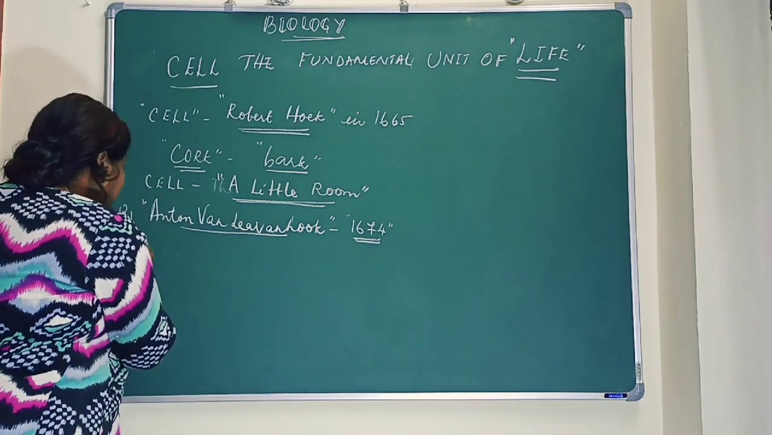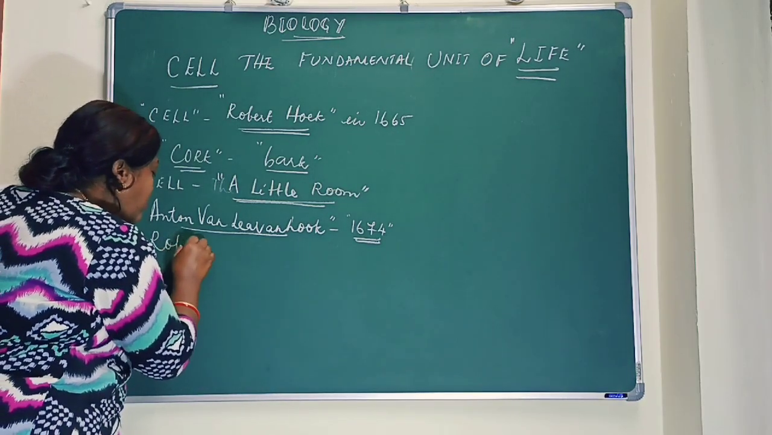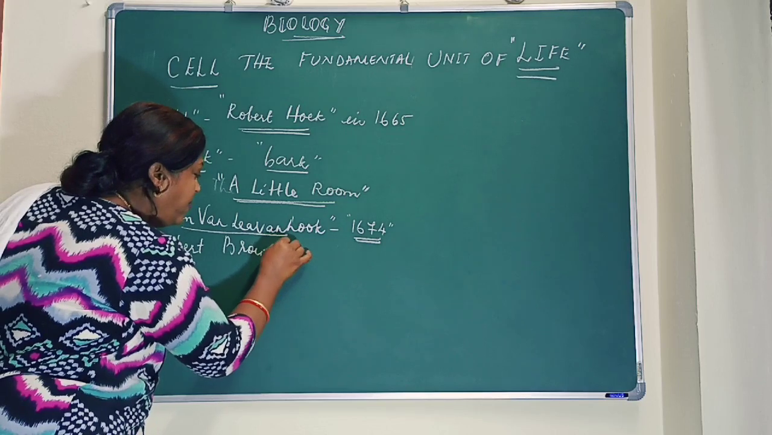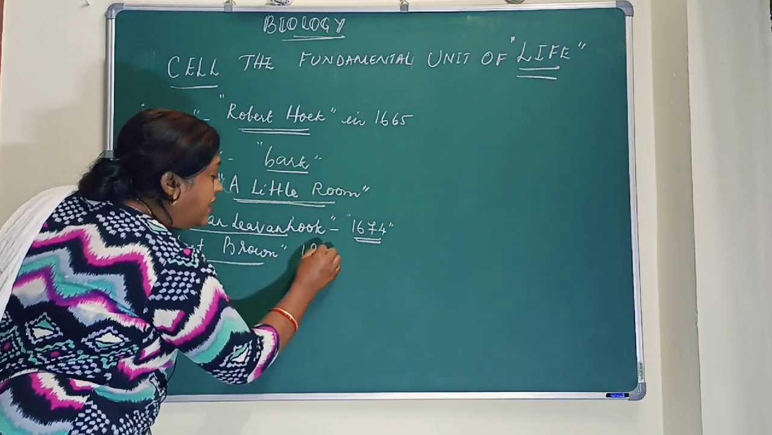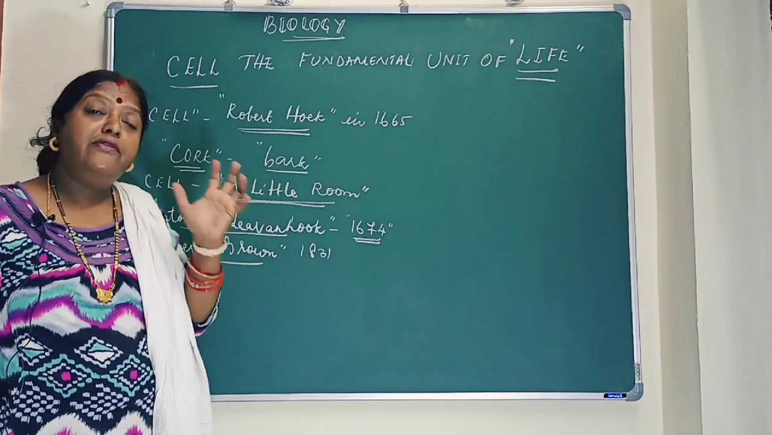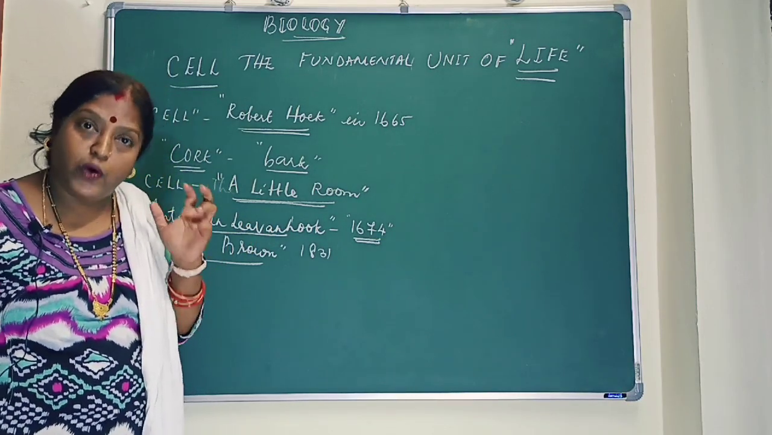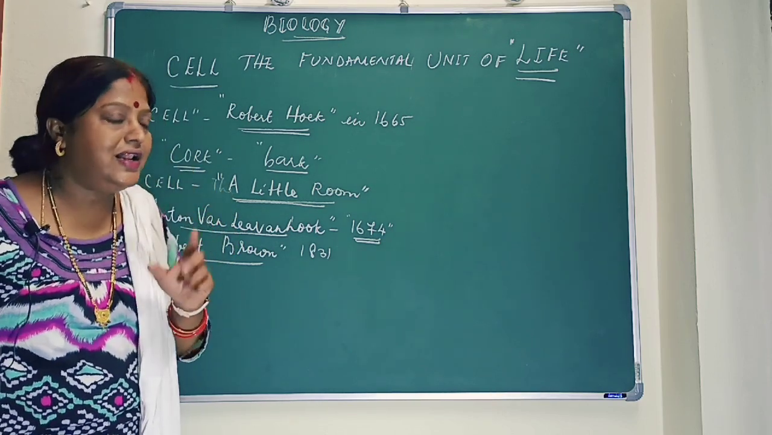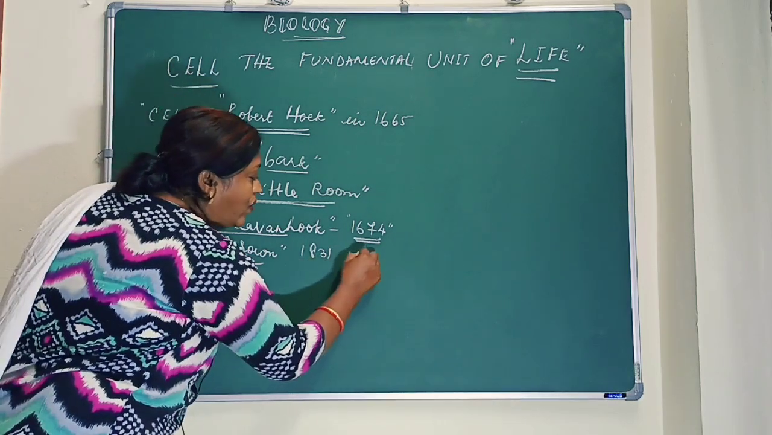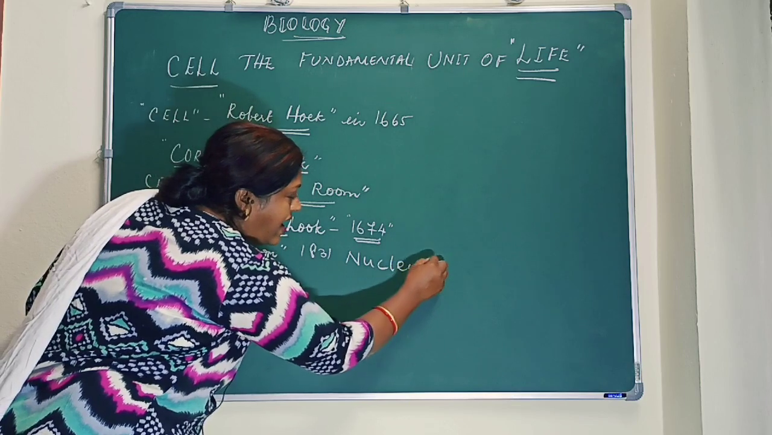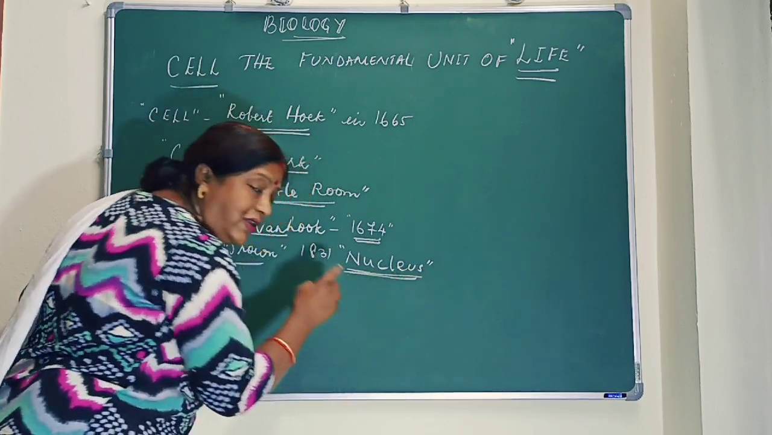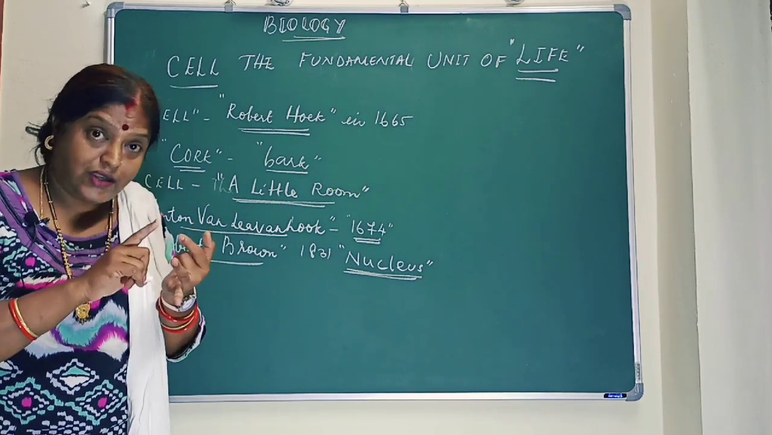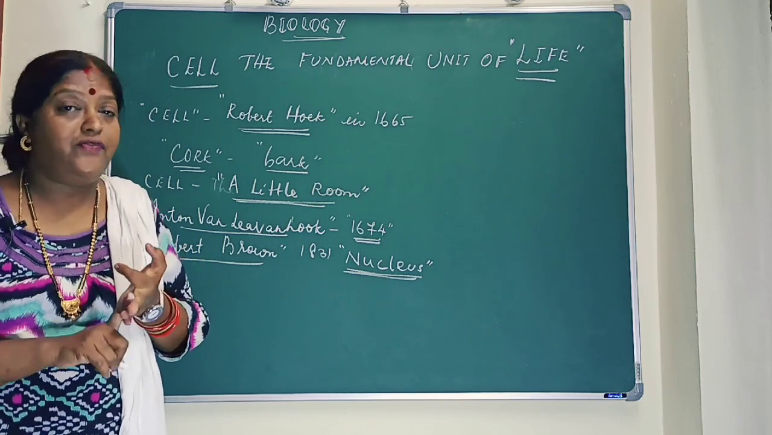Later, another scientist named Robert Brown, in the year 1831, said that every cell has a dark stained body which controls, organizes and directs the functions of the cell, and that is called the nucleus. So every cell has a nucleus, and it is the nucleus that directs the functions of the cell, organizes the functions of the cell, and also controls the functions of the cell.